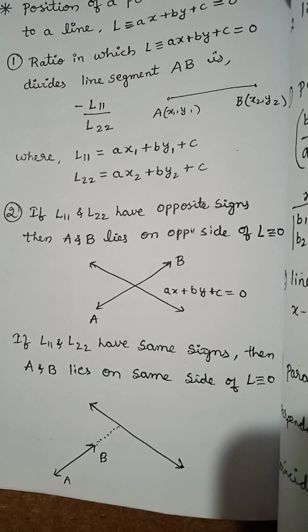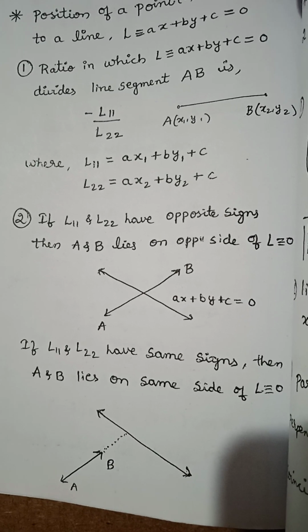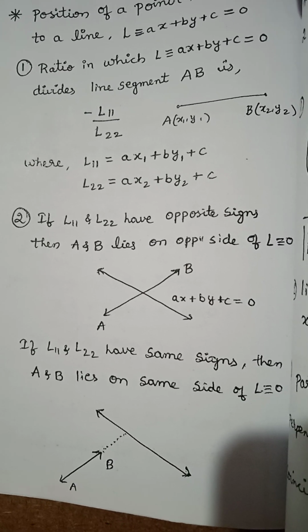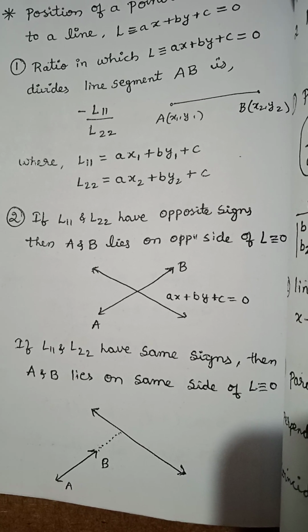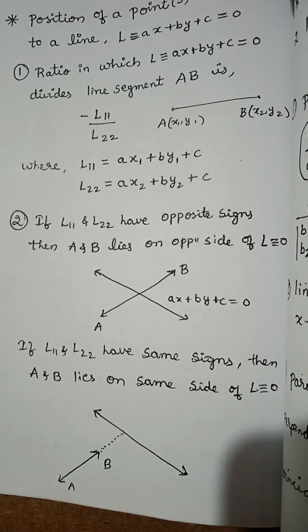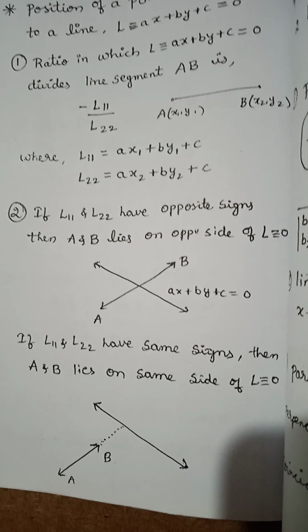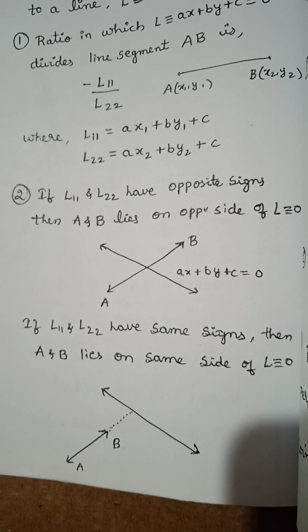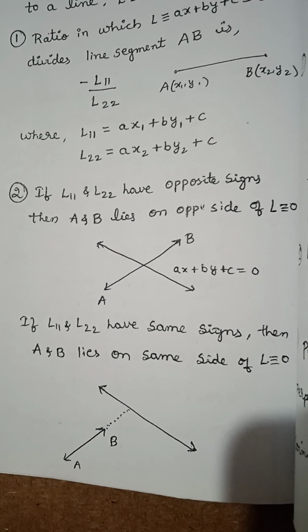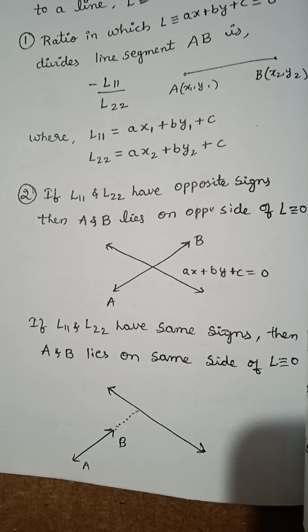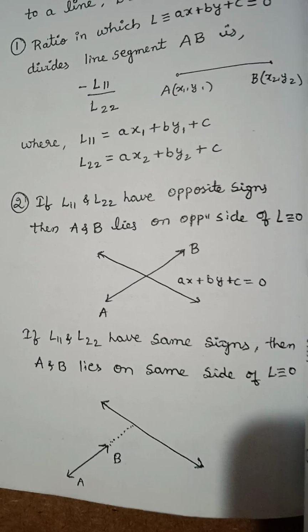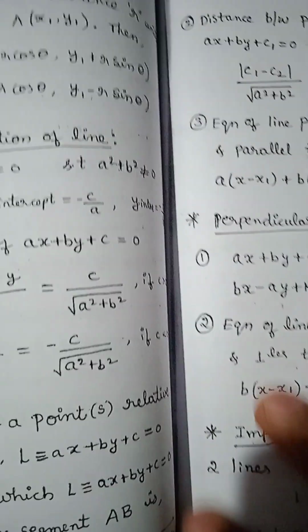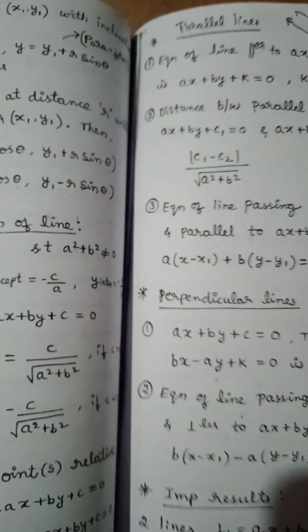Suppose if L11 and L22 have opposite signs, then AB lies on the opposite side of the line L equal to 0. If L11 and L22 have same signs, then AB lies on the same side of the line L equal to 0.